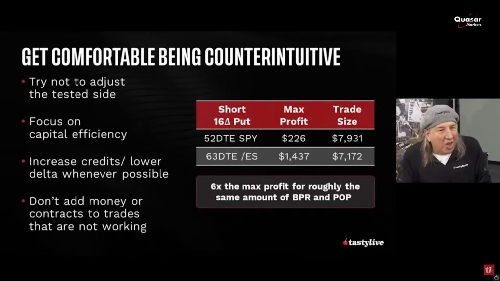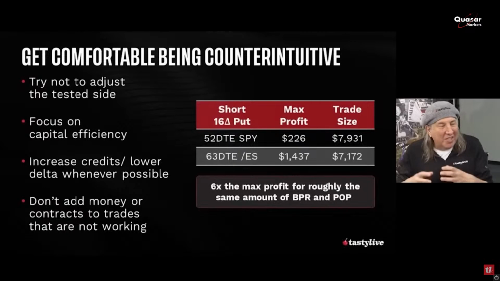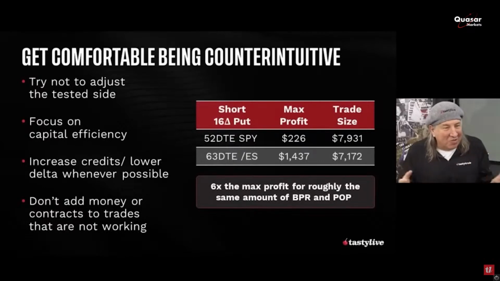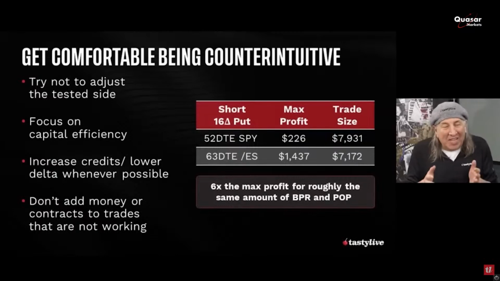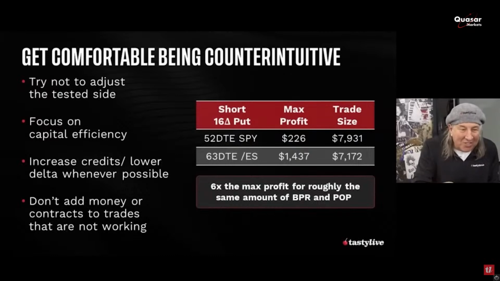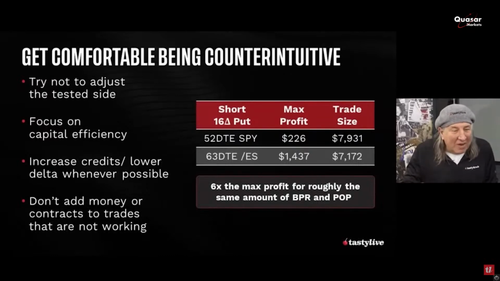So the next thing is to get comfortable being counterintuitive. Okay, that's why we do not adjust the tested side. That's why we focus on the untested side, because it's counterintuitive. We focus on capital efficiency, not always what seems like maybe the best potential move, but the most capital efficient move. So you're not throwing in good money after bad. We also always focus, and this is really important, when you are managing your positions and you're managing your portfolio, we focus on increasing the credits and lowering delta whenever it's possible.